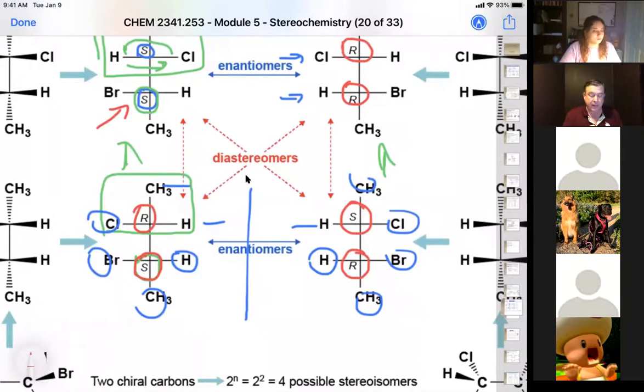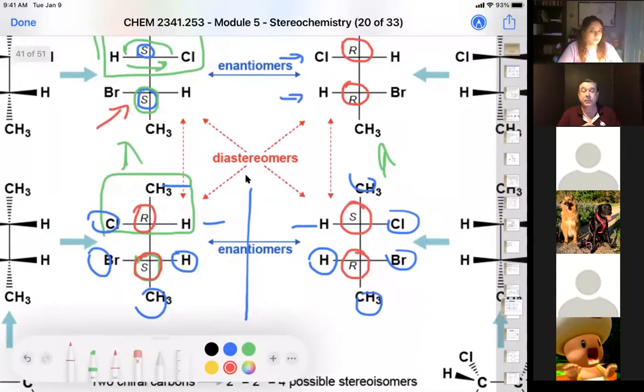Okay, so now we have two sets of enantiomers, and we have a total of 4 compounds that are diastereomers of each other. Okay, any questions on that? Okay.